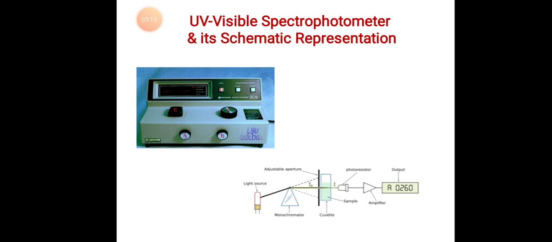This is a UV visible spectrophotometer as well as its schematic representation. The instrument looks like in the above picture, and these are the various components of a UV visible spectrophotometer. First is the light source, next monochromator, next adjustable aperture, next cuvette with sample in the cuvette, next photoresistor, amplifier, finally output.